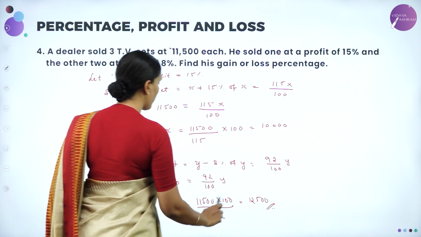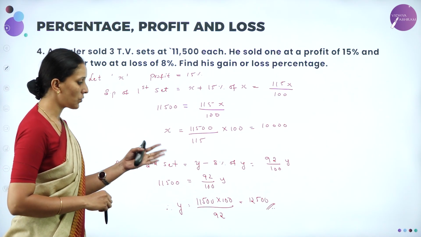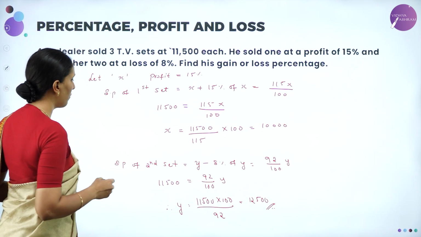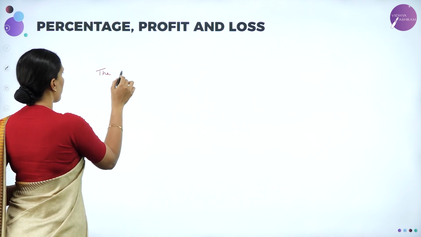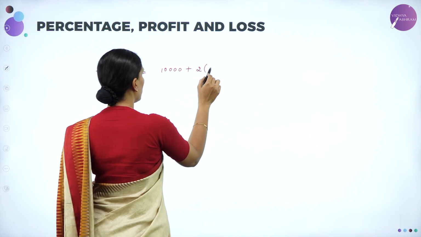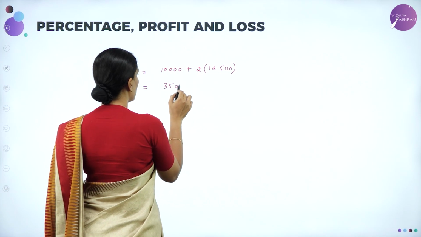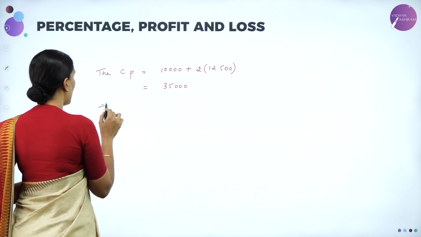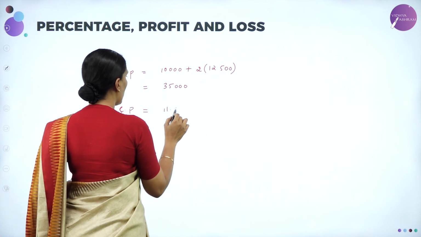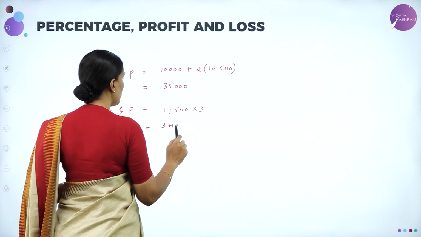So therefore, the cost price of the second set is 12,500 and so is the cost price of the third set, that is 12,500, because both were sold at a loss of 8%. So therefore, the total cost price is equal to 10,000 plus 2 into 12,500, which is equal to 35,000. And the total selling price, that is SP, is equal to 11,500 into 3, which is equal to 34,500.